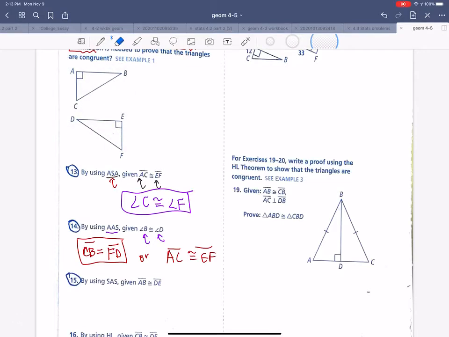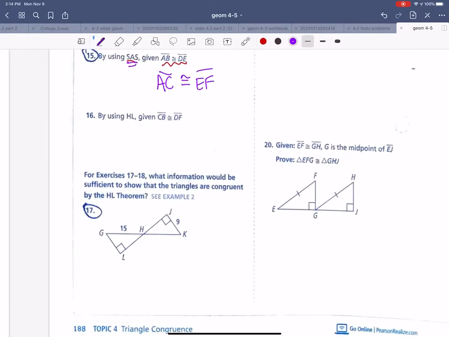Okay. Now let's look at number 15. What if I wanted to spell side, angle, side, and I was given AB is congruent to DE? Now, how would this spell SAS? So this would have to be side, angle, side, right? In order to spell SAS, I'd need to have side AC matching side EF.